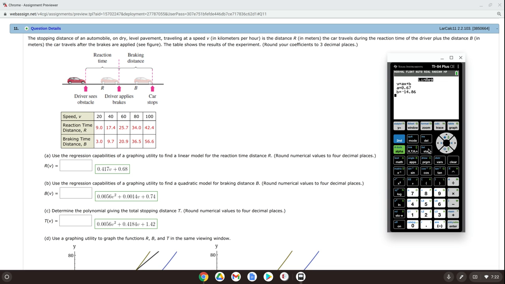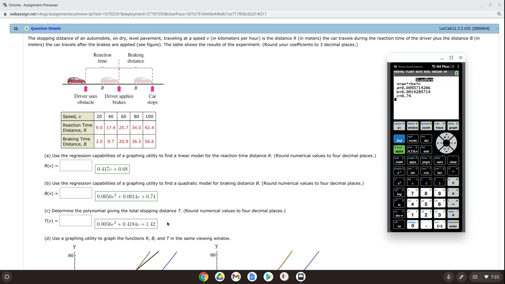Uh-oh, did something wrong. Stat, calculate, 5, my bad. L3. Bam, there it is. Okay, all right. So this 0.0557 rounds up to 0.56. You see that? And there you see the 0.74.